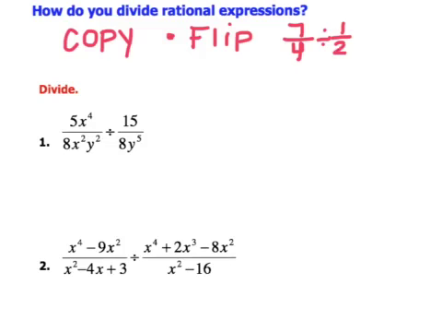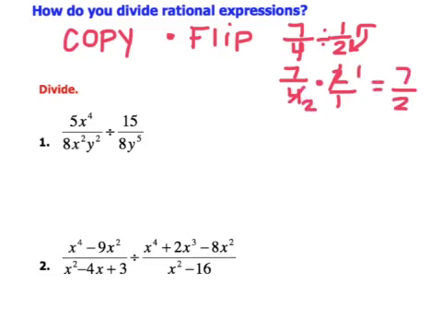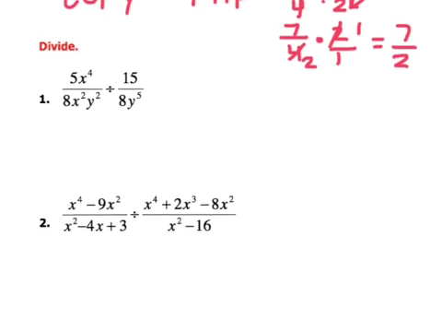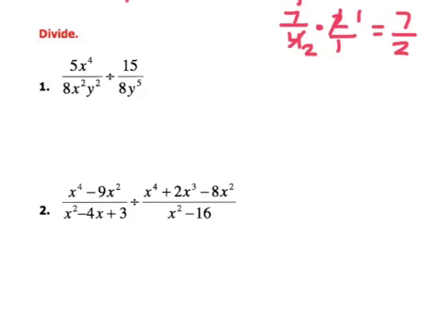You would need to take 7/4 times... So I copied the first expression, changed it to times, and I'm going to flip my second expression. So 2/1. You can now do cross-reducing like we did in our multiplication examples and multiply straight across the top and bottom, so 7/2.